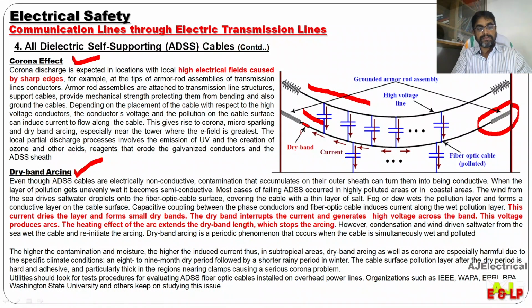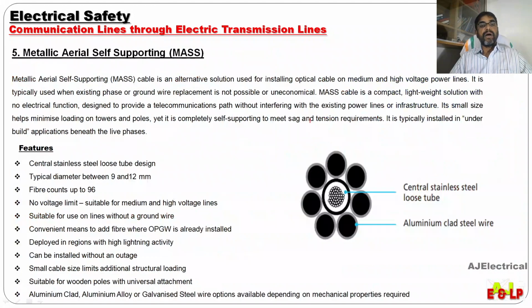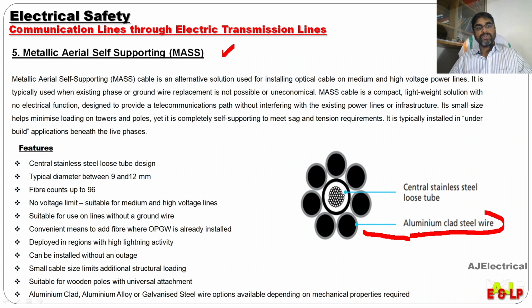The next one is MASS, metallic aerial self-supporting. I told you the difference is it is having the outer cover with metallic material. So actually both of these ADSS and MASS are having somewhat similar purpose, but there will be some difference in the construction, and depending upon the construction the purpose also will be different.